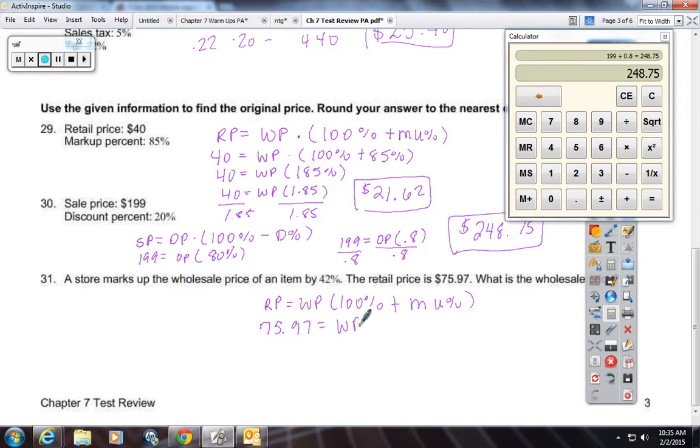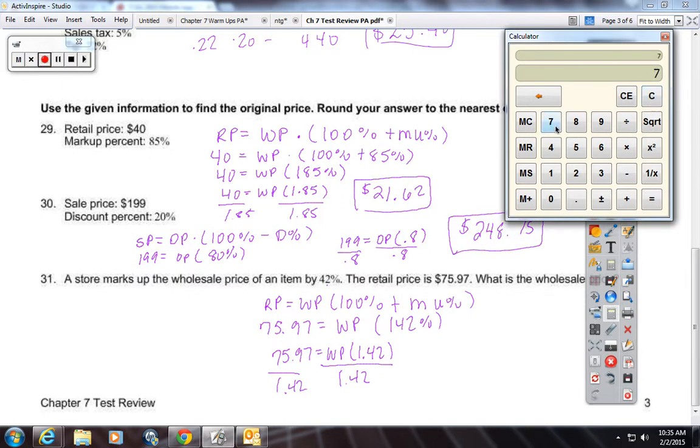142%. How do I make 142% a decimal? I'm going to rewrite it like this. Now what do? Divide both sides by 1.42, and I get 75.97 divided by 1.42 equals $53.50. So before this item was marked up to sell to you, the consumer, it was $53.50.